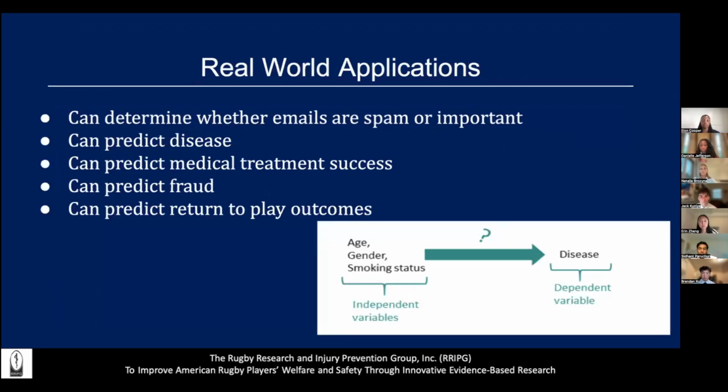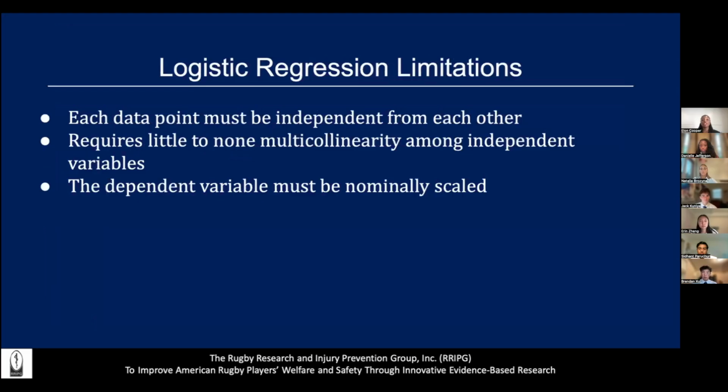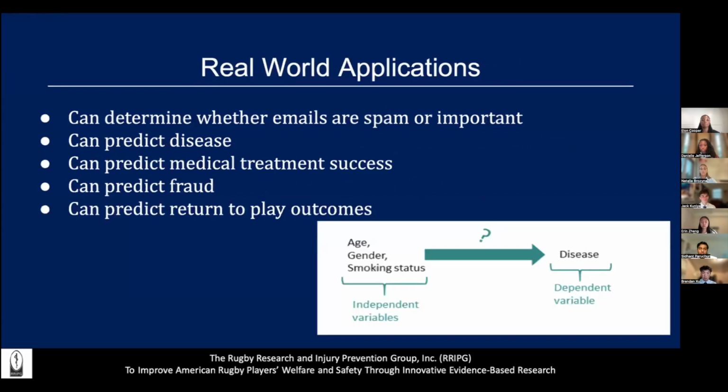Logistic regression limitations are that the data points must be independent from each other. It also requires little to no multicollinearity among the independent variables. That means that the independent variables can't influence each other, meaning that age and smoking can't both cause lung cancer, or like they can't influence each other, if that makes sense. The dependent variable must be nominally scaled, meaning that it can't be ranked or ordered. It has to be something that's labeled.